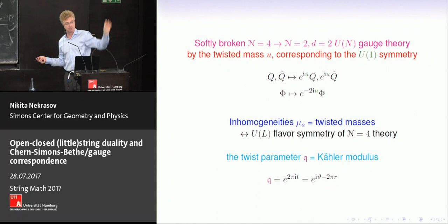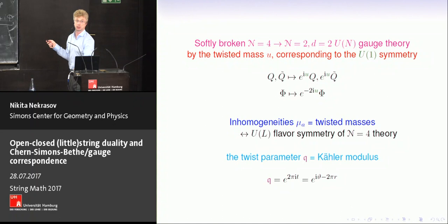It's this master symmetry. In N=2 theories in two dimensions, you can turn on twisted masses which correspond to global symmetries. And so there is a dictionary: this mass corresponds to the U parameter of the Yang-Yang. The inhomogeneities would correspond to the twisted masses of the flavor symmetry. This is a symmetry which does not break N=4 supersymmetry. And the twist parameter corresponds to the Kähler modulus. It's the exponential of the i theta angle minus the Fayet-Iliopoulos term.